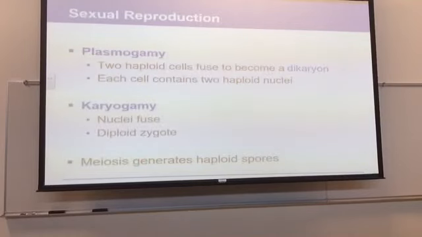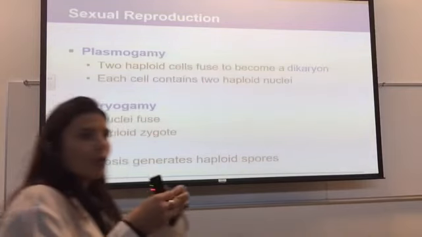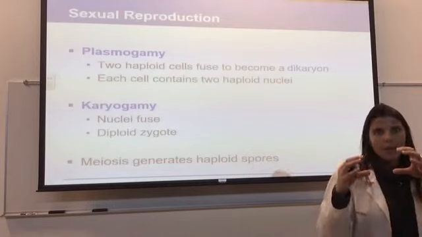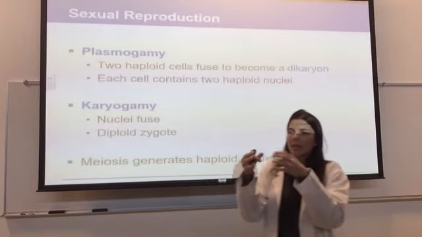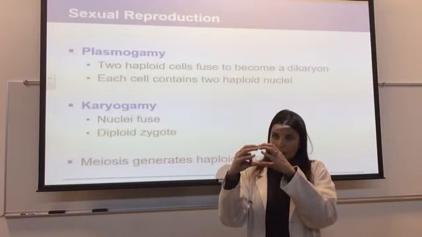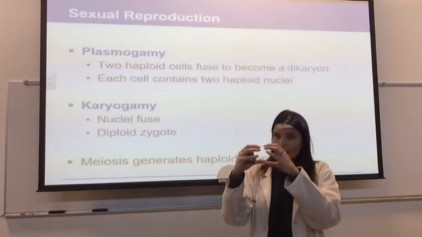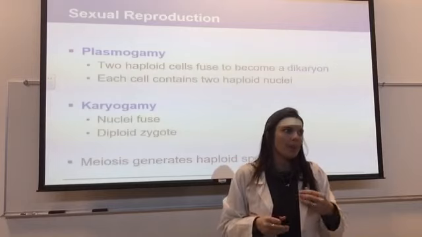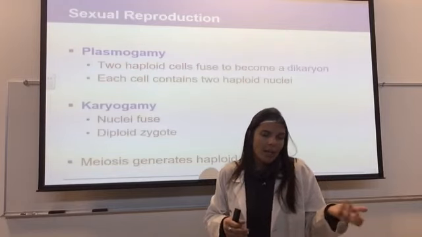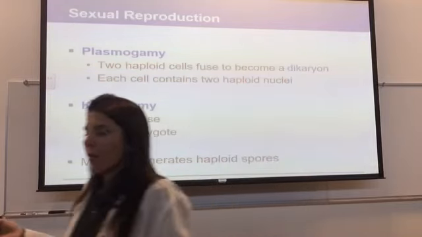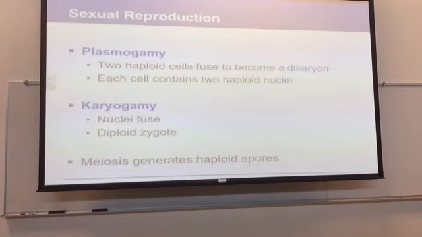Yes. Plasmogamy says that you have two parent cells, and they come together, but the nuclei don't fuse, just the cytoplasm does. So the two parent cells come together, and the cytoplasm fuses, but it has two nuclei, so it becomes what we call a dikaryon. Di means two, and karyo means nucleus. But because it has both parents' nuclei, it's genetically different than it was to either of the parents, because it has two. Does that make sense?